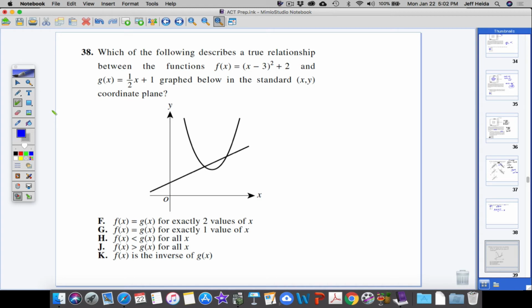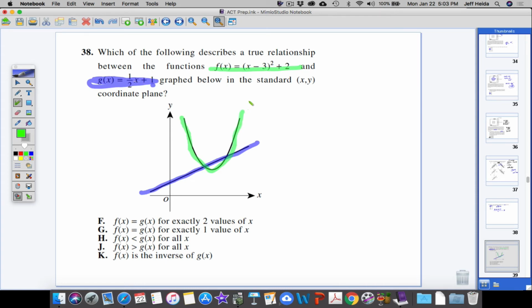Problem 38. Which of the following describes a true relationship between the functions f of x and g of x graphed below in the standard xy coordinate plane? Well, let's start by highlighting which one's f of x and which one is g of x. We'll do g of x first. G of x is a line with a y-intercept of 1 and a slope of 1/2. So it is going to be the line. And we know that because y equals mx plus b is the format for a line. And then this function, (x minus 3) quantity squared plus 2, is a quadratic equation, and that forms a parabola.